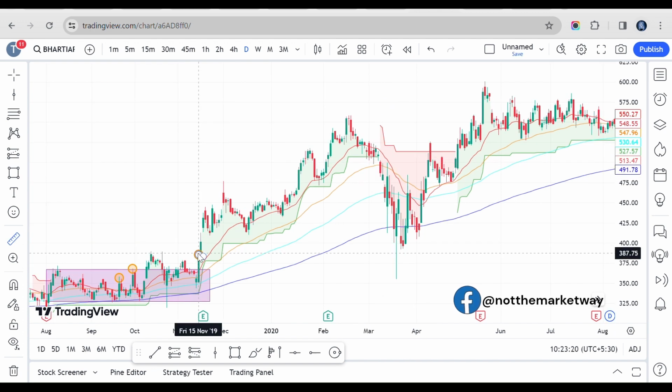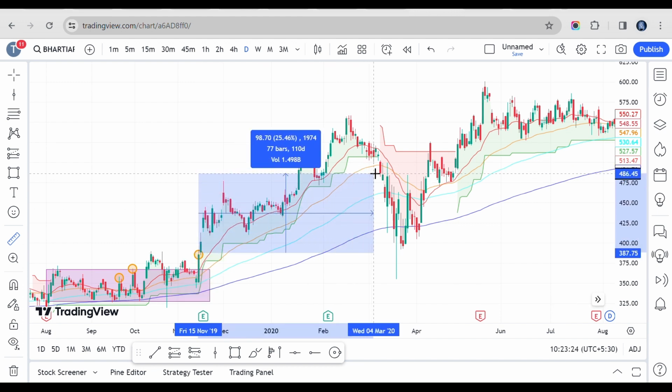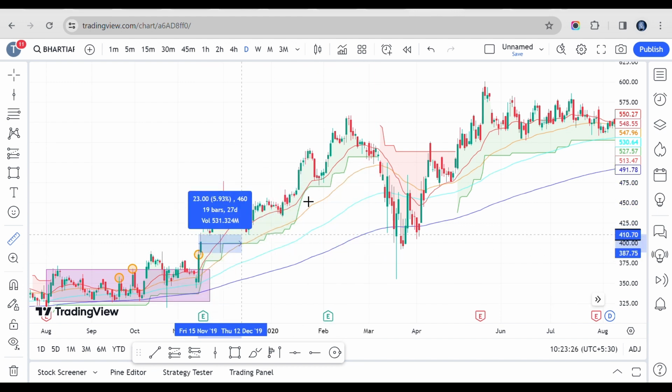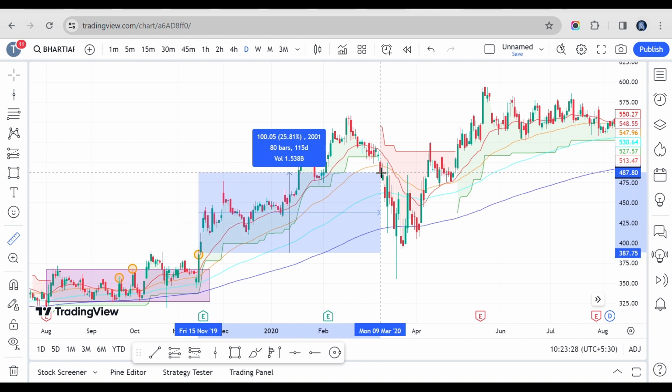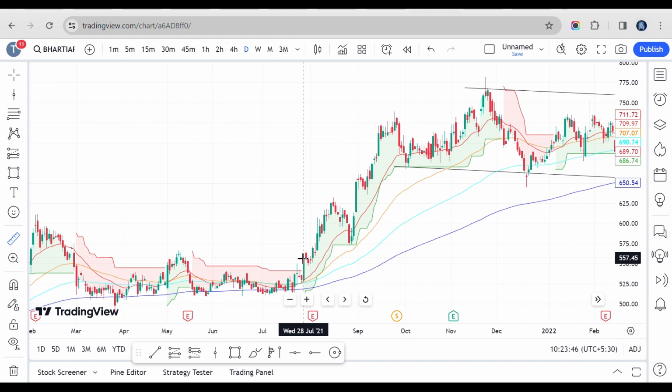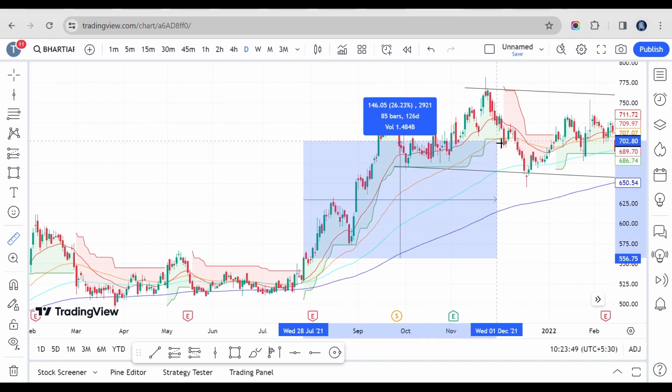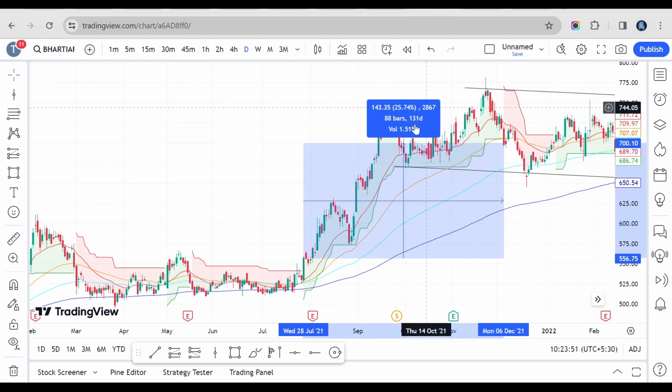Suppose we calculate how much rate of return we get from our buying trigger to the selling point. If we buy at this point and sell at this candlestick, we get almost a 25% rate of return. And if we check from this point to this selling point, it also gave a 25% rate of return.